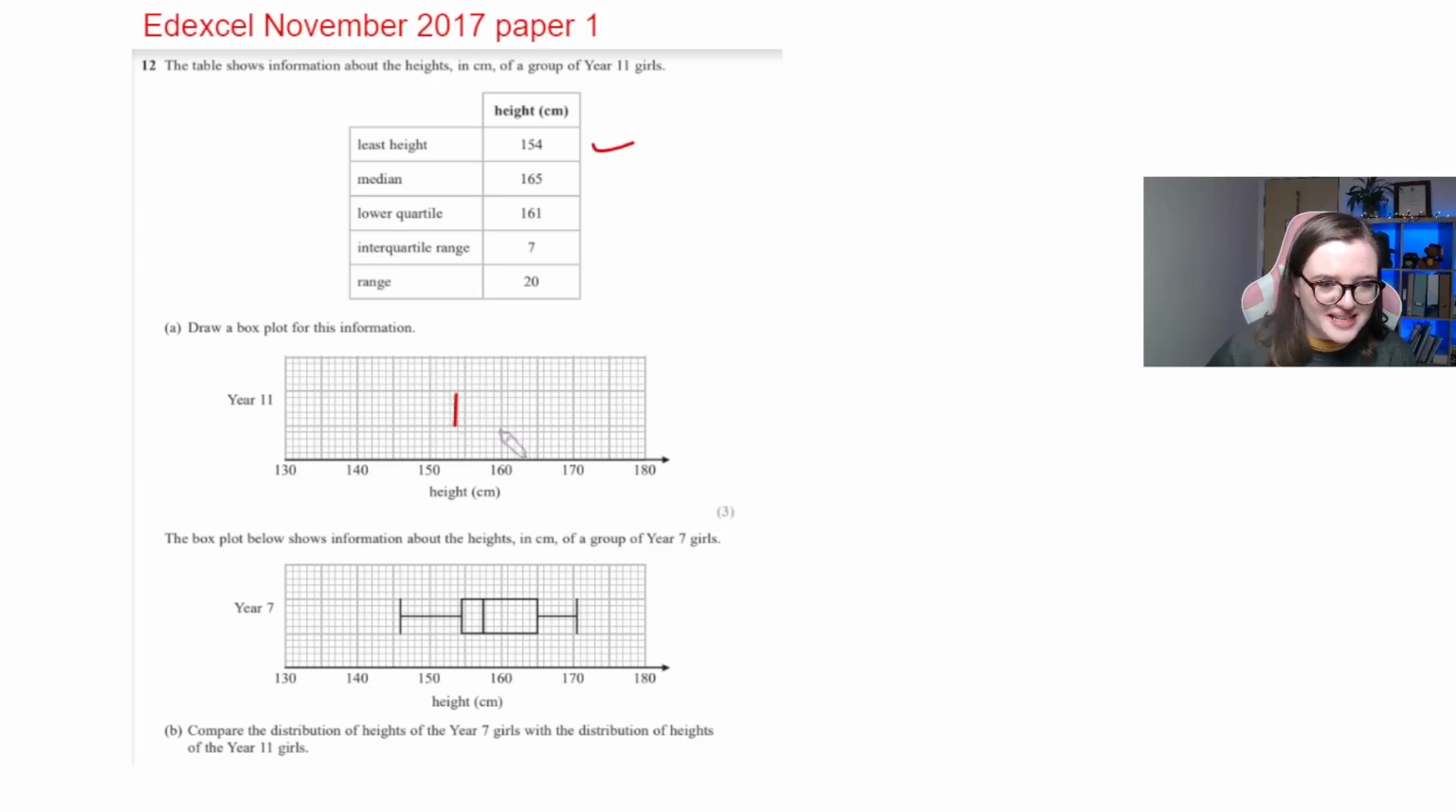Median 165, which is going to be here. No lower quartile, wonder why. And then lower quartile, oh, there it is, 161, which is here. Oops, a daisy, give me another chance to get this line right. There we are. Interquartile range, deal with that in a second. And then range is 20. So we're still missing the upper quartile and the max, right? So let's work with these.